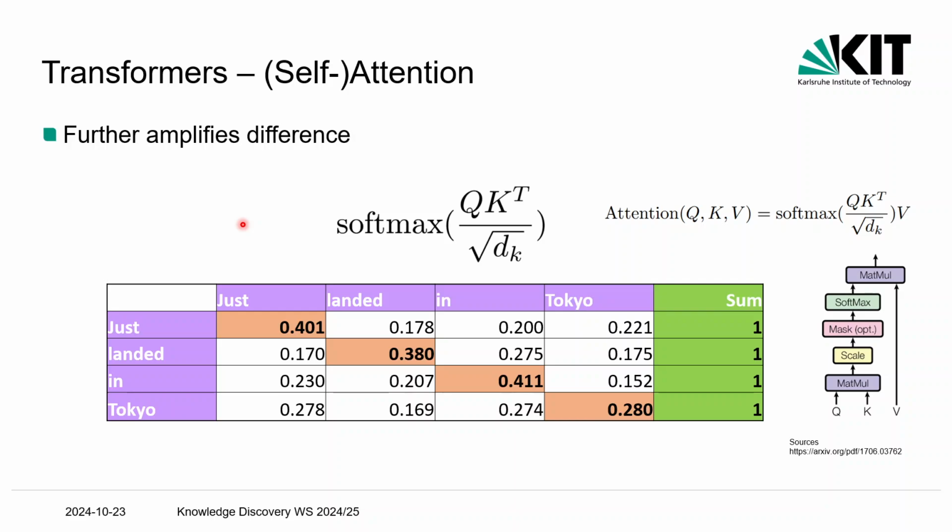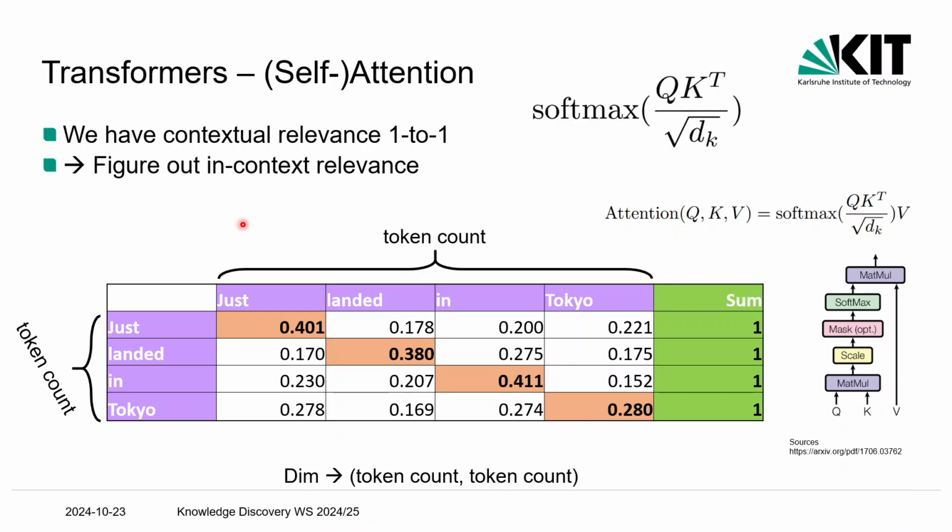Now we have this token to token matrix with 4 entries here, 4 entries here, and we have a contextual relevance of 1 to 1. And we would like to now figure out the in-context relevance. The dimensions are token to token, as I said before. And what's still missing out of this attention mechanism, or this attention formula here, is that we still do the dot product with V.